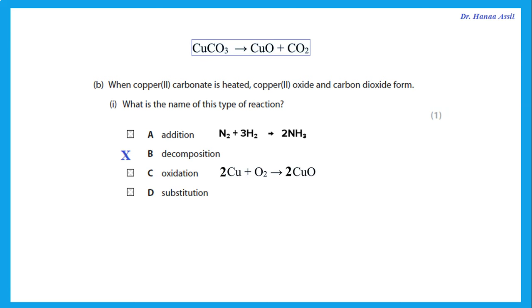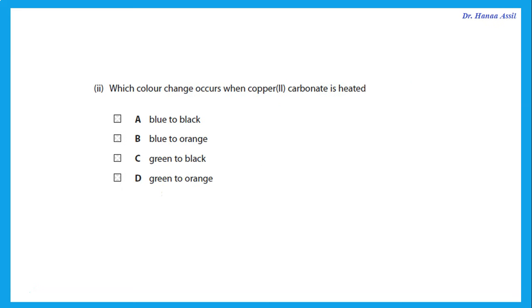What about substitution? Which types of compounds do substitution in our syllabus? You should know that alkanes, when they react with halogens and it needs UV light or ultraviolet radiation, this is substitution because one of the hydrogens is replaced by chlorine. So remember that alkanes, when they react with halogens, that is a substitution reaction.